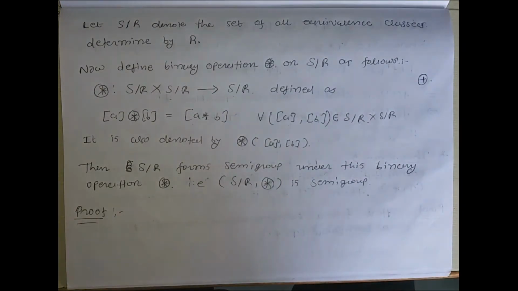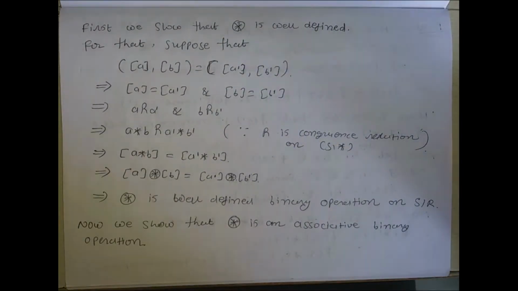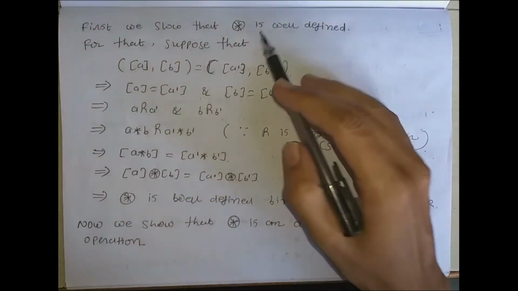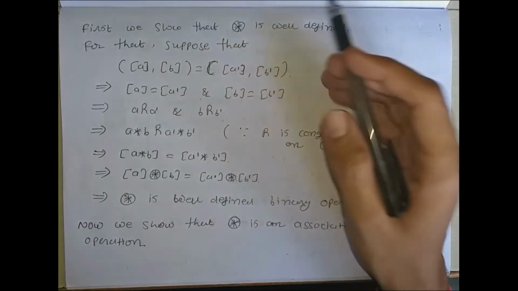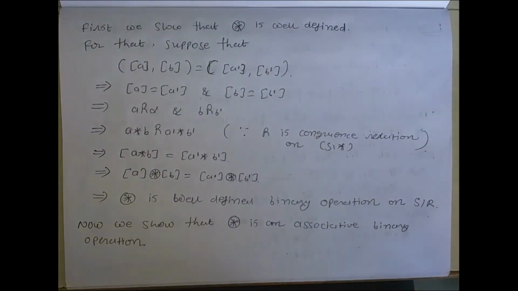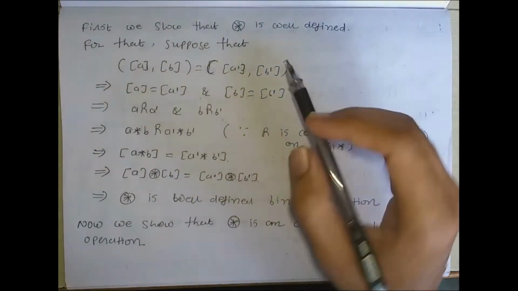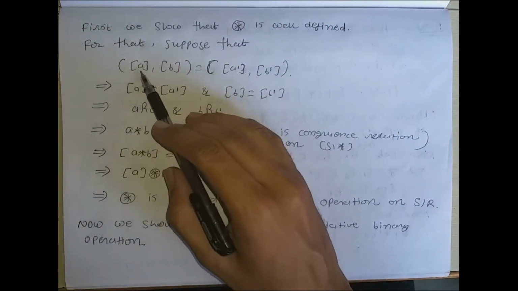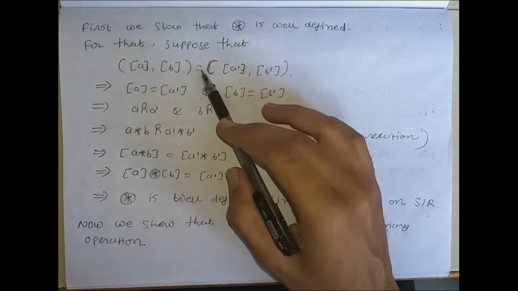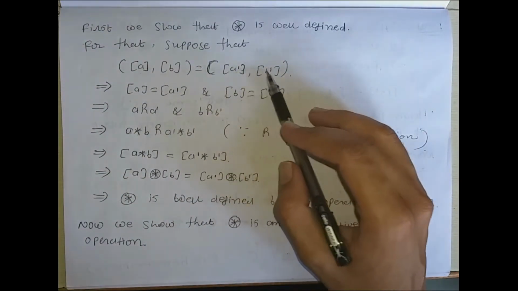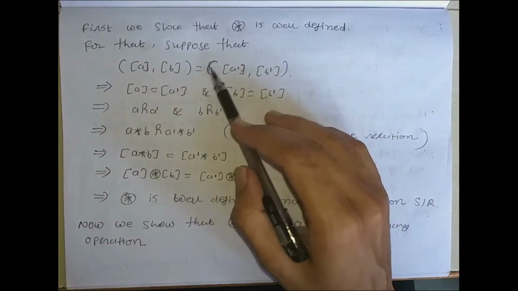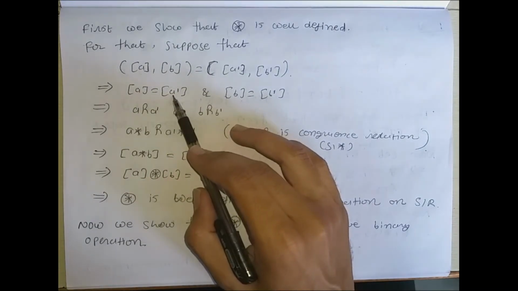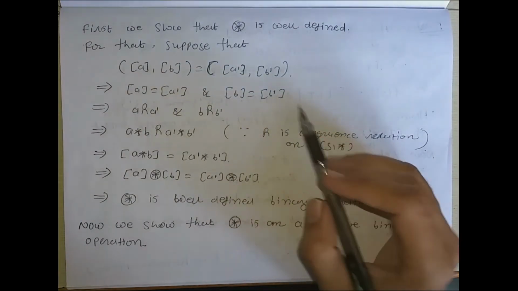Now let us see the proof. Here we have defined the binary operation ring star, so this is the map. First of all we show that this binary operation is well defined. For that we consider two ordered pairs from S quotient R cross S quotient R, and both are equal. So consider the ordered pair of the equivalence class of a and b equal to the ordered pair of the equivalence class of a dash and b dash. From this we can say that the equivalence class of a is equal to the equivalence class of a dash, and similarly the equivalence class of b is equal to the equivalence class of b dash.